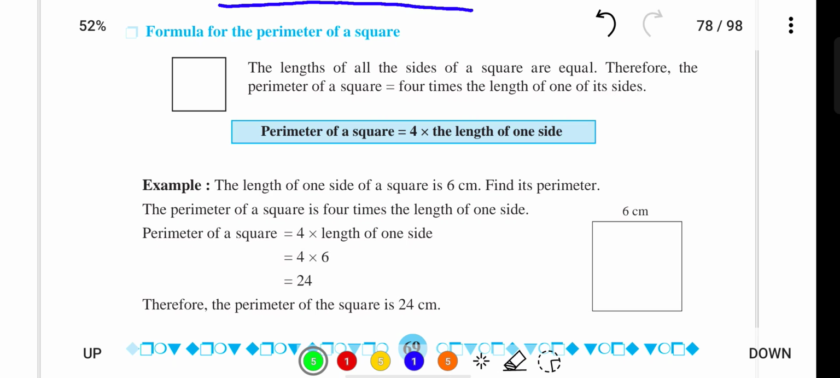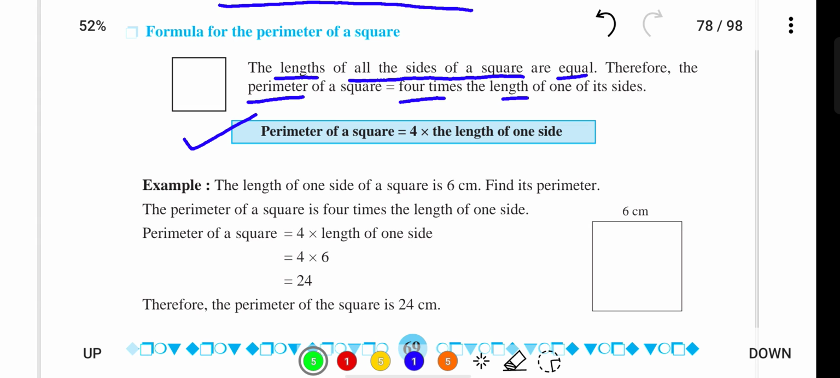Here we have one square. We know that the lengths of all the sides of a square are equal. Therefore, the perimeter of a square is equal to 4 times the length of one of its sides. So, we get the formula: perimeter of a square is equal to 4 into the length of one side. Let us see one example.